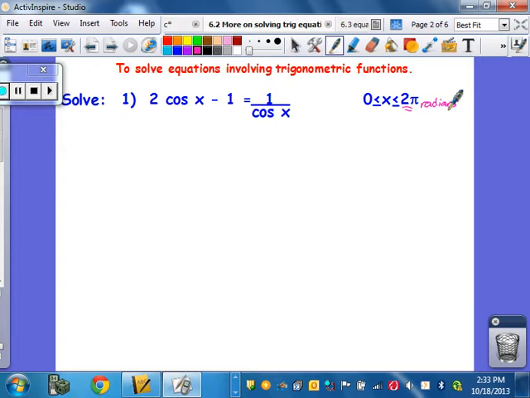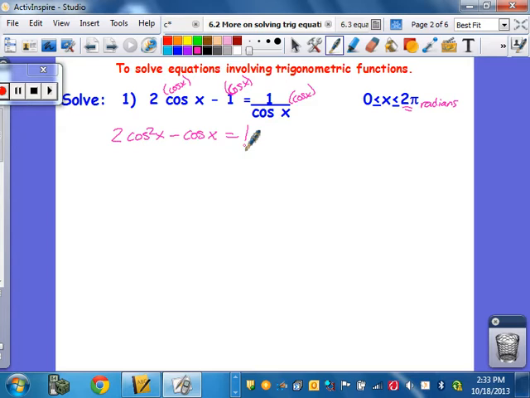So how do I get rid of it? How do you get rid of a cosine on the bottom? You must multiply everything by cosine x. That's a C, by the way. So if I multiply all of these things by cosine of x, I would end up now getting 2 cosine squared x minus cosine x equals 1.